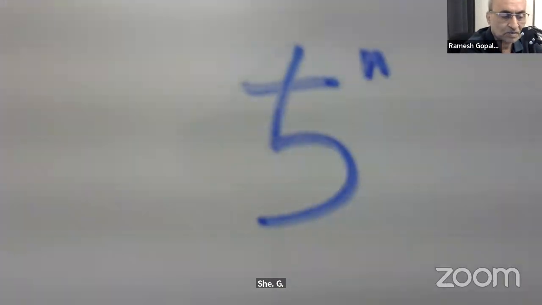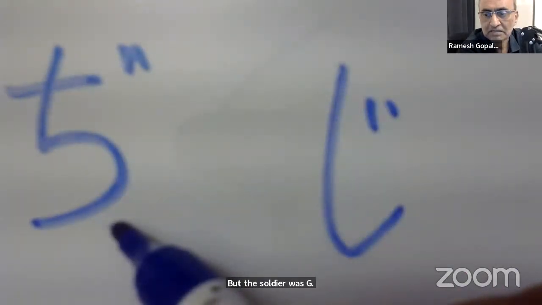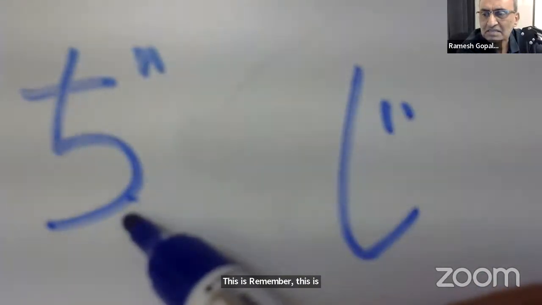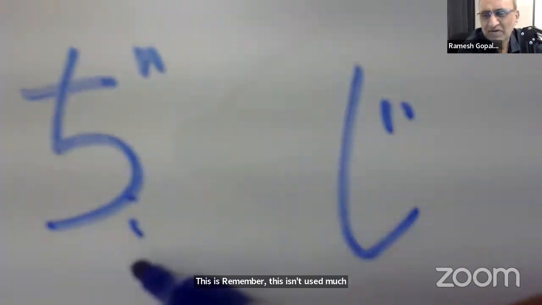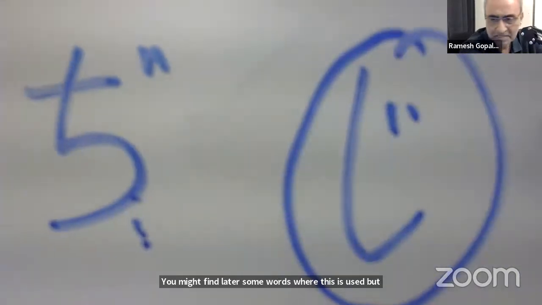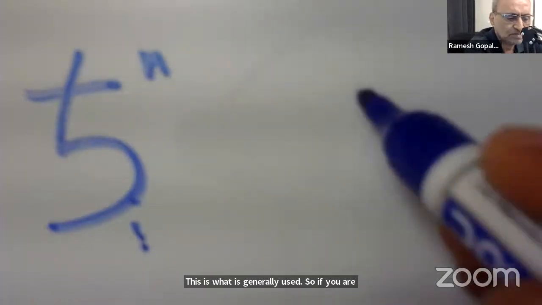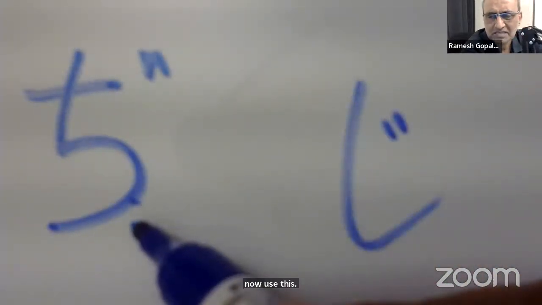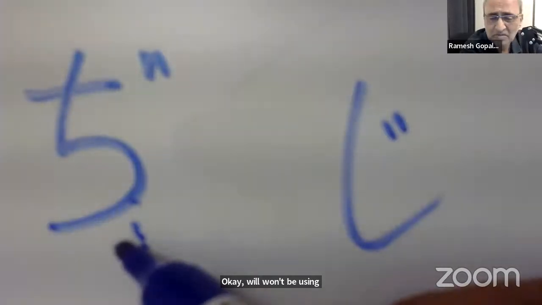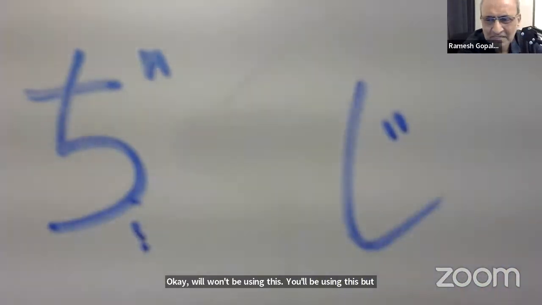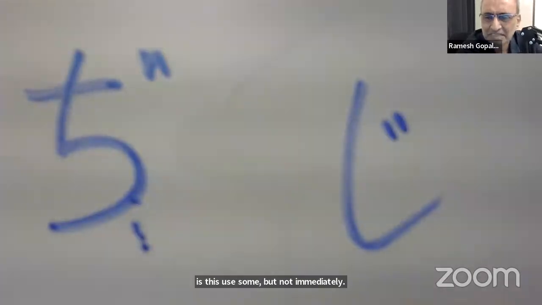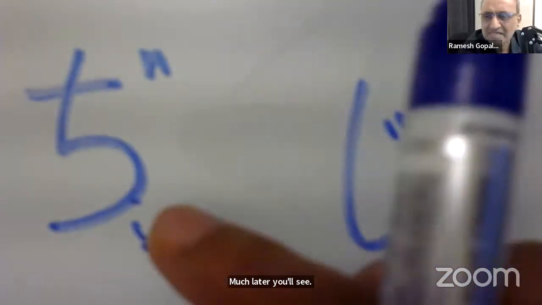But this also was G. This is also G. Remember, this isn't used much. You might find later some words where this is used. This is what is generally used. So if you are writing G, use this. You won't be using this, you'll be using this. But is this used? Some, but not immediately. Much later you'll see. But you'll hardly see this.